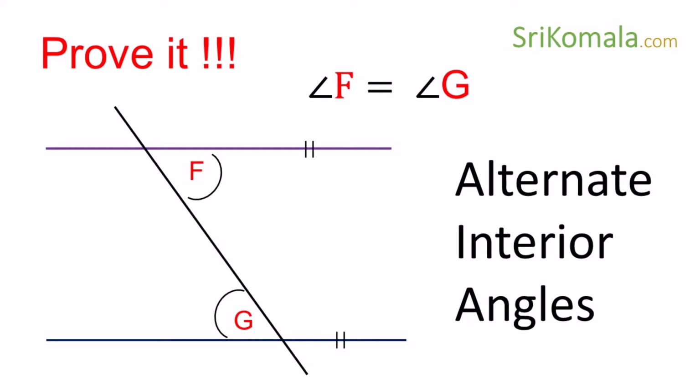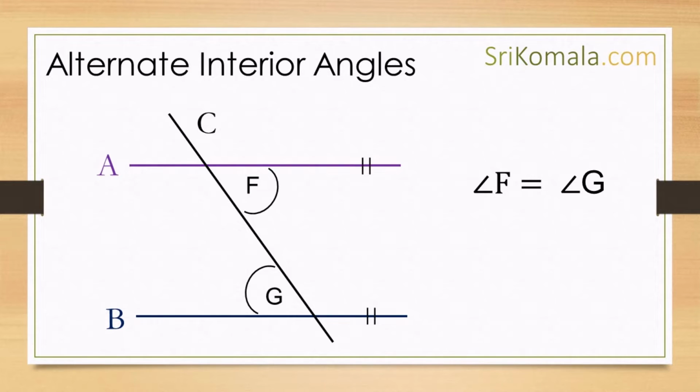Alternate interior angles. The concept of alternate angles is very important, especially when exploring the property of triangles and polygons. Alternate angles are formed when two parallel lines are intersected by a transversal. Alternate interior angles are located inside the parallel lines, but on opposite sides of the transversal.